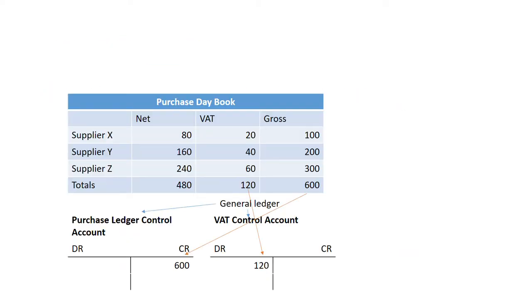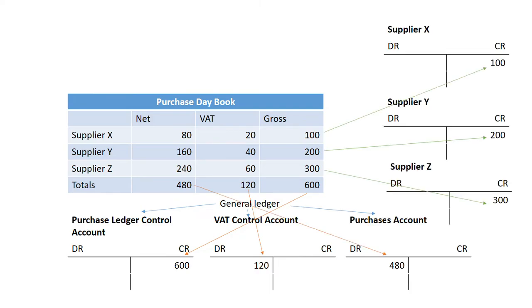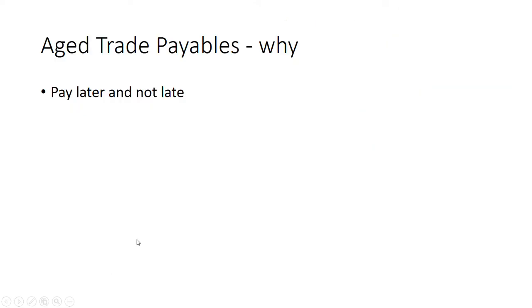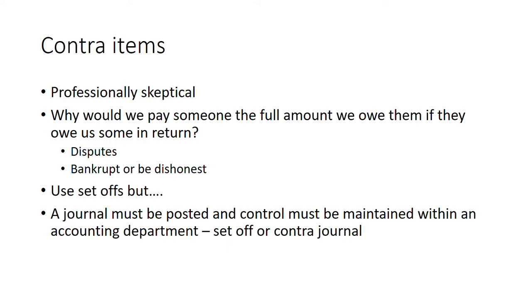We've done another run through then of our purchase day books. Again, we can see we have our general ledger here with our double entry bookkeeping. We have our separate suppliers ledgers here. This nicely allows us to total that lot against that. And we've got our trade analysis, and we've got our contra items.